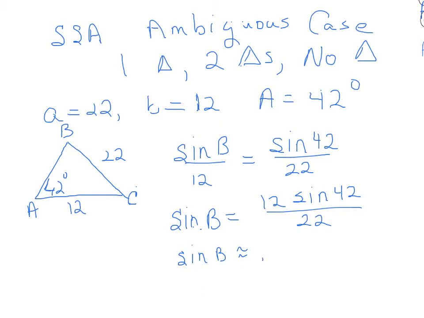0.3649. Okay, this is why we have to do some investigation. There are two angles who have a sine of 0.3649. One of them is an acute angle in the first quadrant, which is what your calculator gives you. The other is an obtuse angle in the second quadrant. So we've got to check both of those situations.